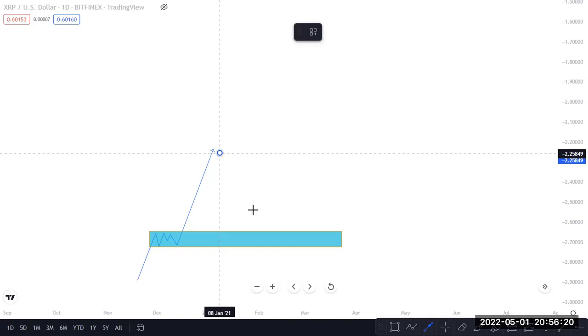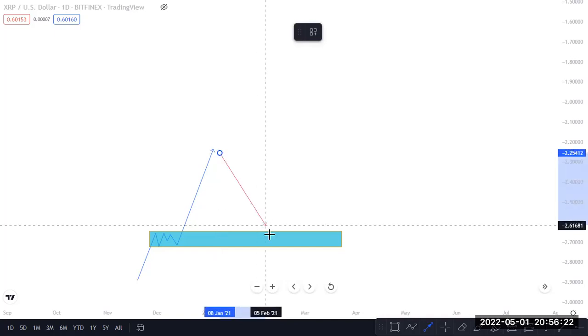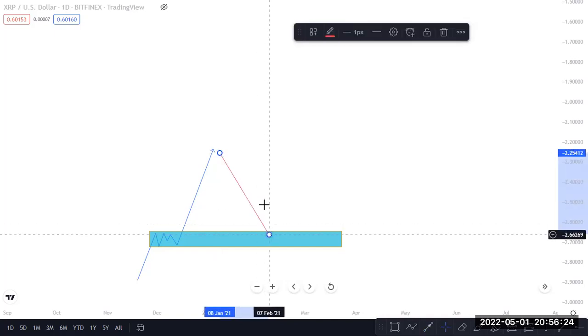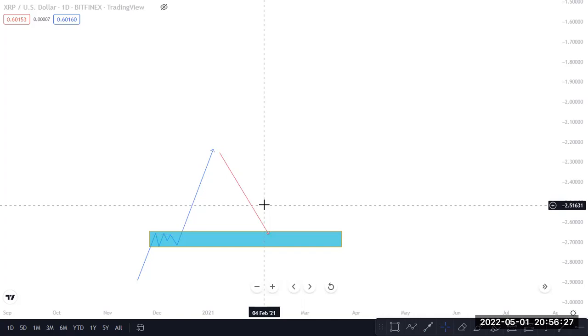I want this coin to come back to my point of interest, and that is only when I can take a buy, because I want to buy when prices are cheap. Okay, so there are many reasons why we buy here.